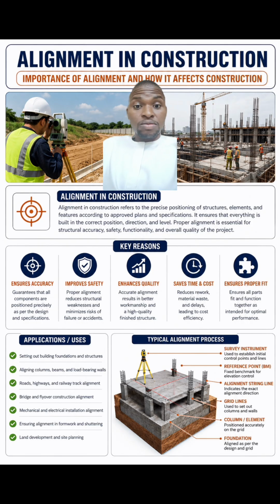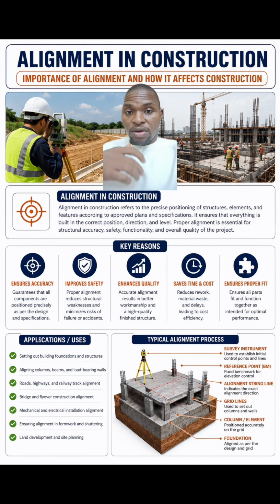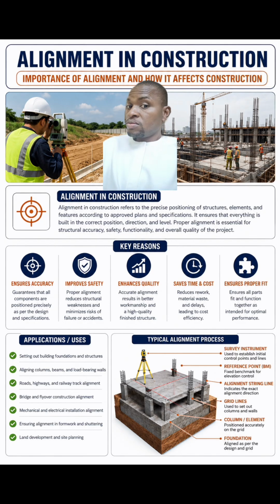Then aligning columns, beams and load bearing walls. So it's also used on your columns, your beams and your load bearing walls. Then roads, highways, railways, track alignment. So for your roads, your highways, your flyovers, your railway tracks, you still make use of alignment, right? Then mechanical and electrical installation alignment. You also use alignment for your mechanical and electrical installations.